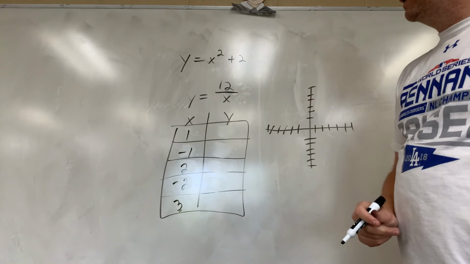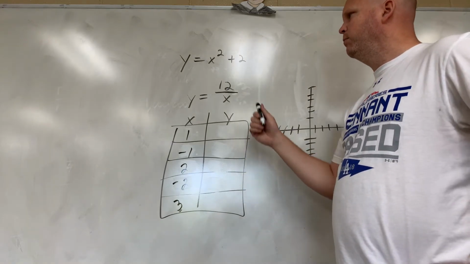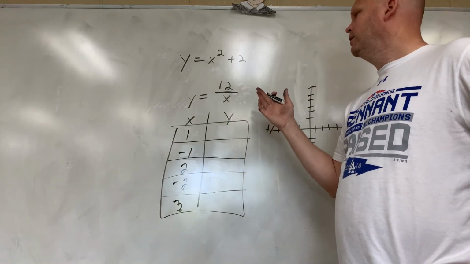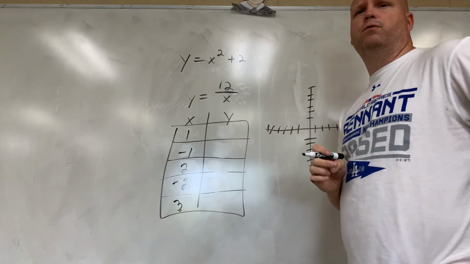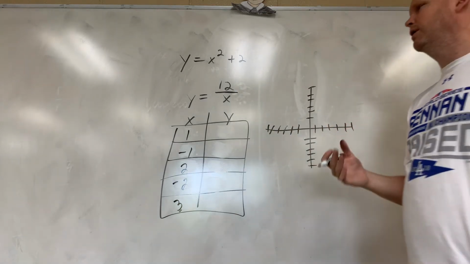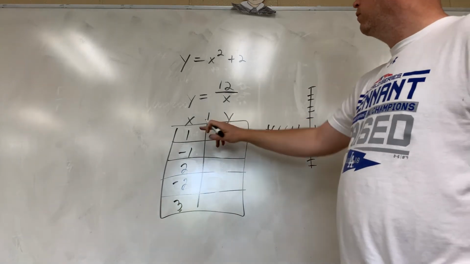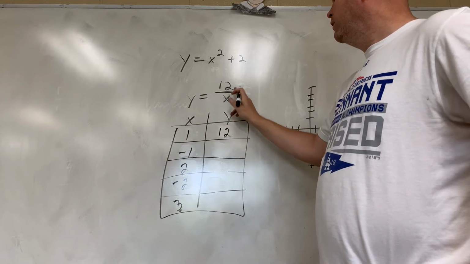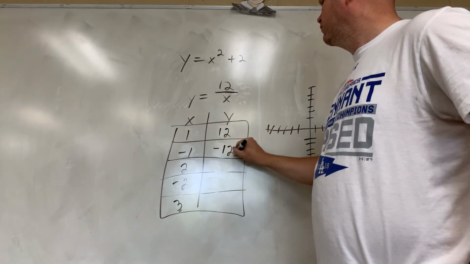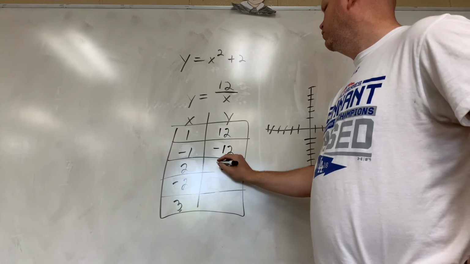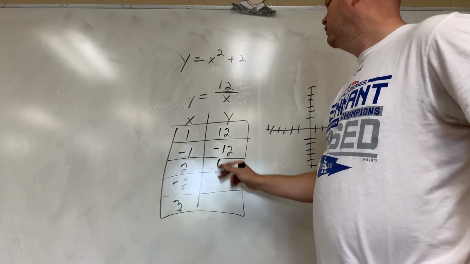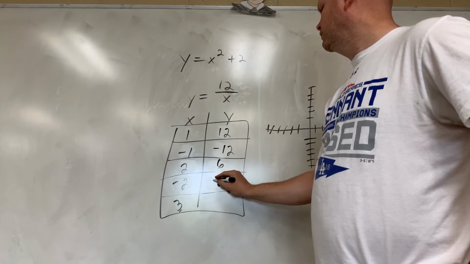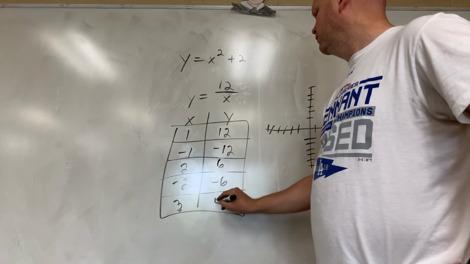I would recommend not doing things like 5. Make sure when you're doing division, choose numbers that 12 is divisible evenly by. It makes your job a lot easier. So 12 divided by 1 is 12. 12 divided by -1 is -12. 12 divided by 2 is 6. 12 divided by -2 is -6. And then this would be 4.